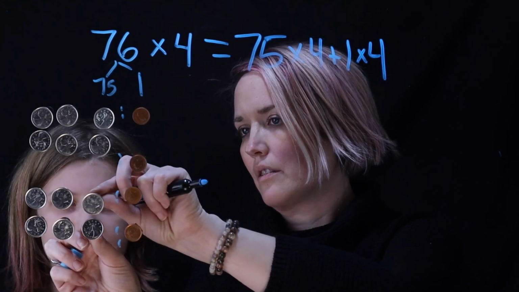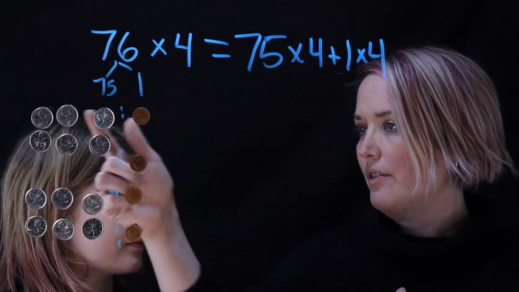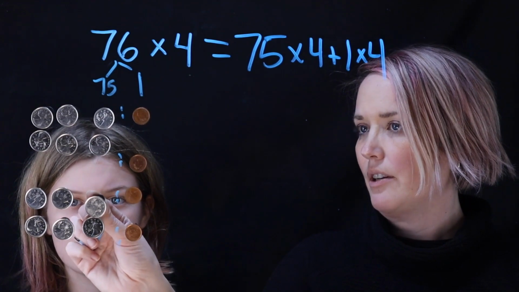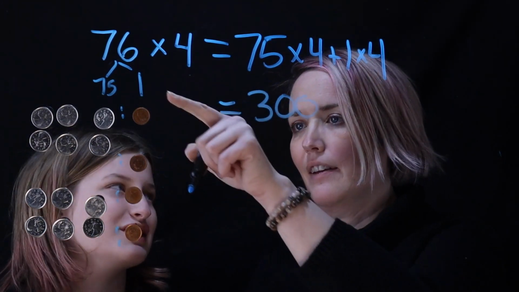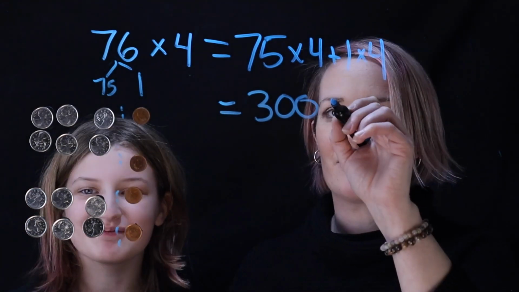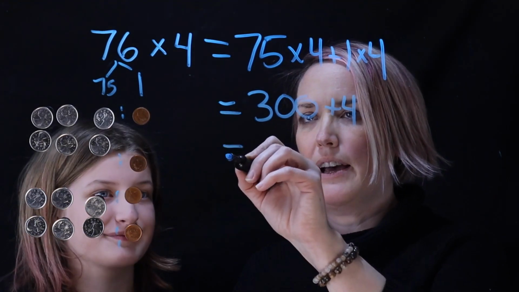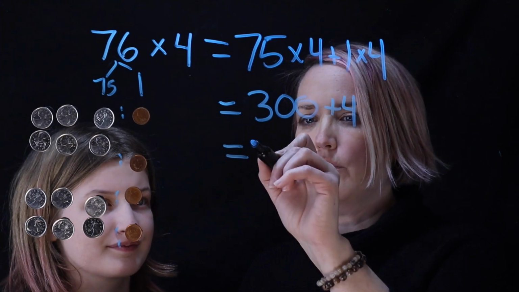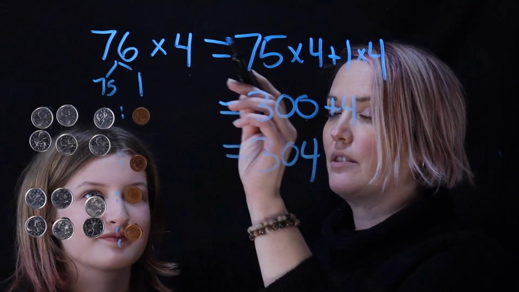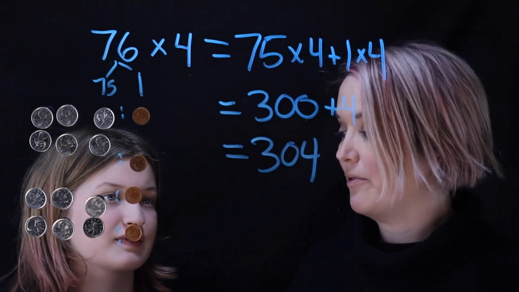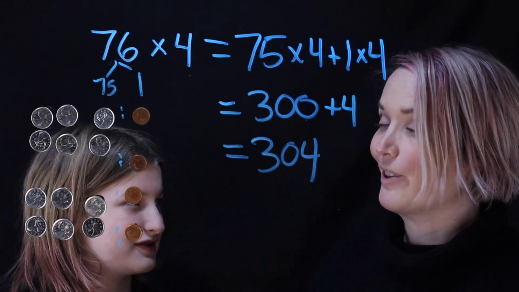150 plus 150 equals 300. Yeah, so $1.50 plus $1.50 would give you 300. So 300. And then 1 times 4 is just 4. Yeah, it's just 4 pennies, right? So then we have 300 plus 4, which is just 304. That's pretty easy. So 76 times 4 is equal to 304. Or $3.04.